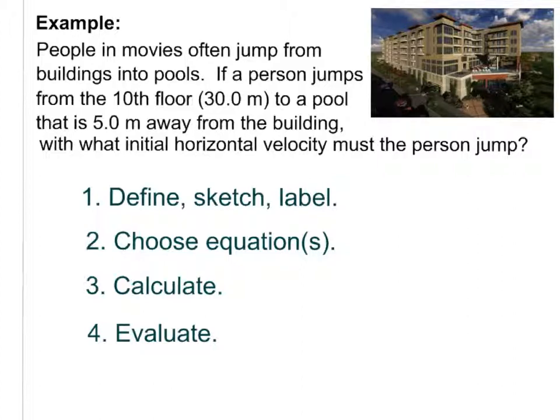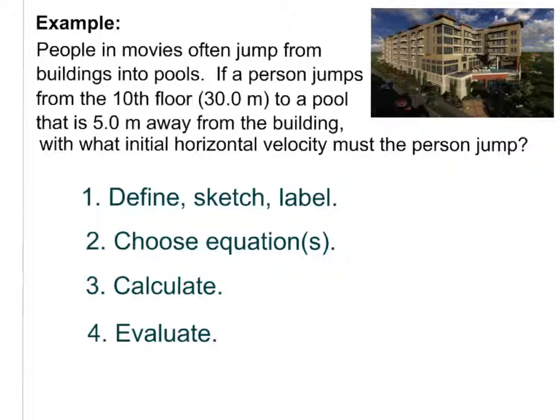All right, well, people in movies often jump from buildings into pools. It's just fine and interesting. Don't ever try that at home. Let's say a person does jump from the 10th floor, which we're going to assume to be 30.0 meters, into a pool that is 5 meters away from the building. With what initial horizontal velocity must that person jump?